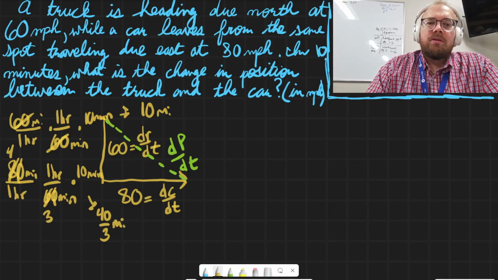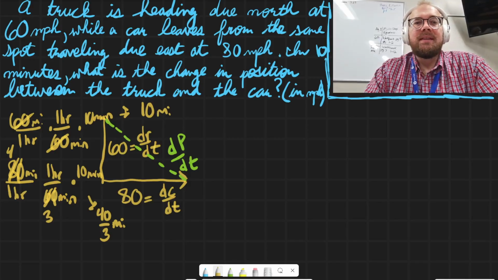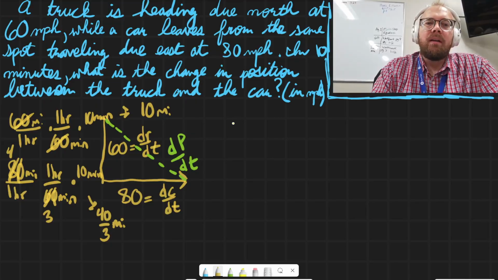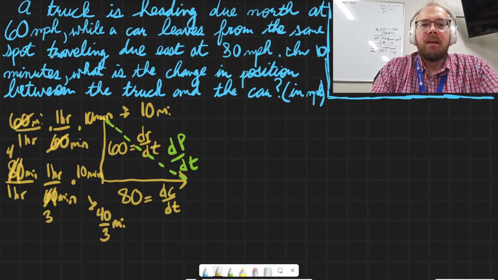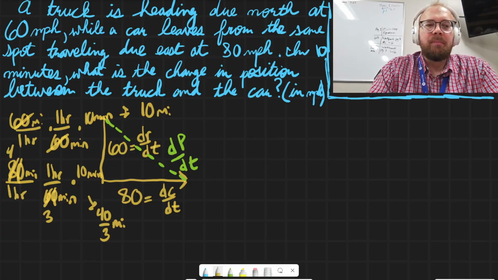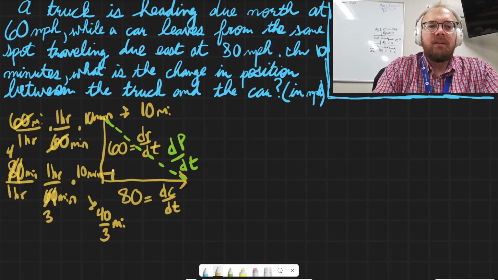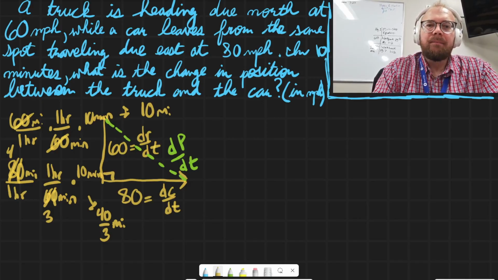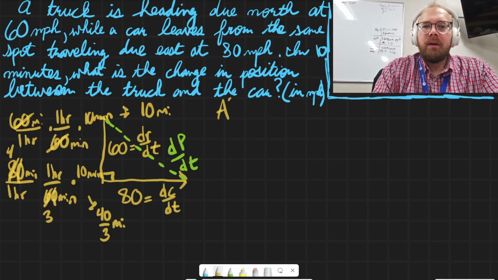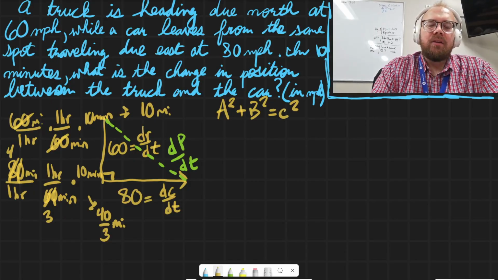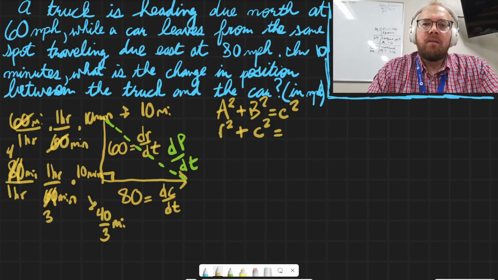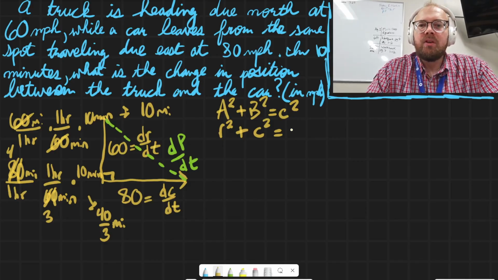Okay. So those are our actual positions in 10 minutes. And we need to know the position between them in 10 minutes as well, before we can jump into figuring out the change in position. So if we make this into a right triangle, we can use the Pythagorean theorem. A squared plus b squared equals c squared. A is the truck, which we're calling R. B is the car, which we're calling C. And our hypotenuse is the change in position, which we're calling P.